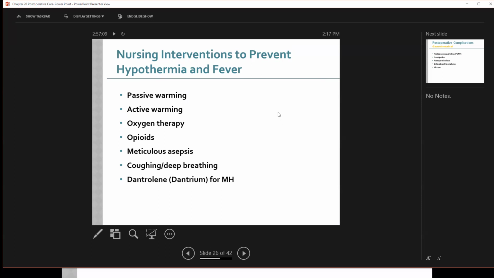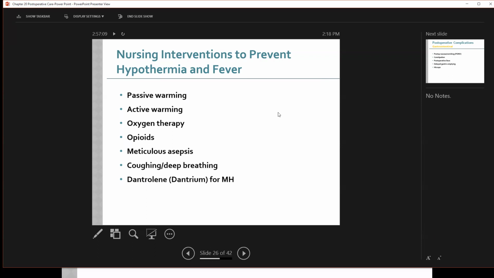Passive warming measures include warmed cotton blankets, socks, reflective blankets, and limiting skin exposure. Active warming can be achieved with the application of external warming devices such as a Bair Hugger, a radiant warmer, and heated, humidified oxygen and warmed IV fluids. Oxygen therapy is used to treat the increased oxygen demands caused by shivering. Opioids can be used to treat shivering, and Dantrium is a skeletal muscle relaxant that is used to treat malignant hyperthermia.